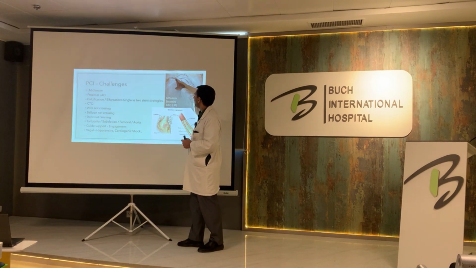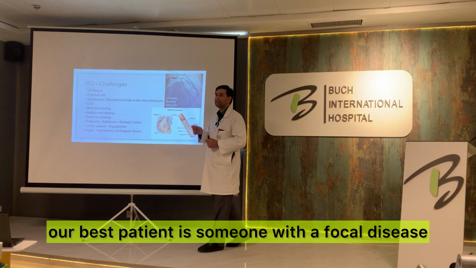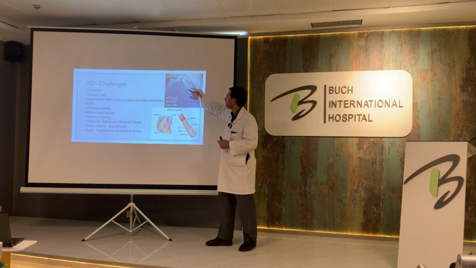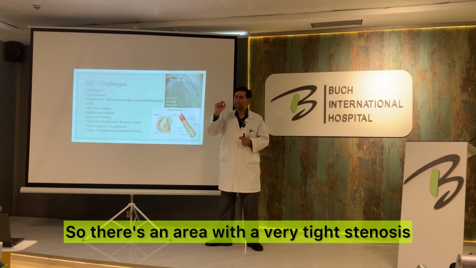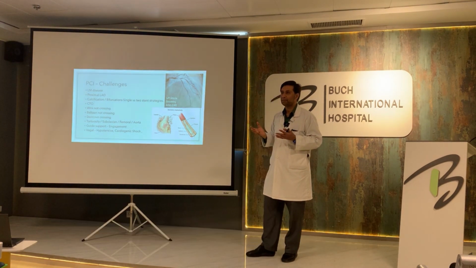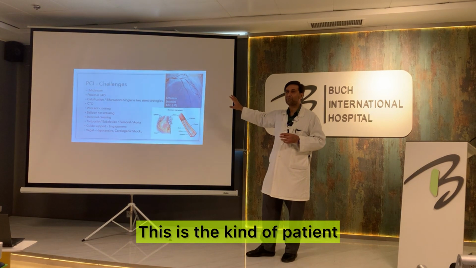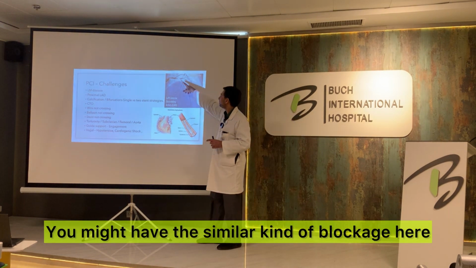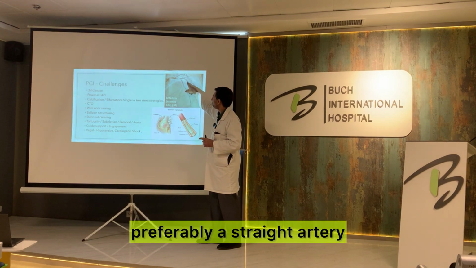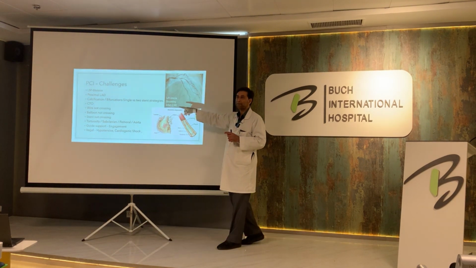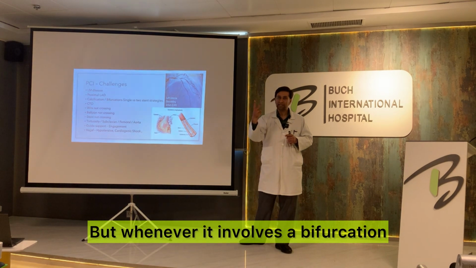So whenever Dr. Haroon and I are doing an intervention, our best patient is someone with a focal disease. All the vessels are otherwise fine. So there's an area with a very tight stenosis, a focal area of less than 15 or 20 millimeters. This is the kind of patient who is excellent for PCI or stent. You might have a similar kind of blockage here, preferably in a straight artery. It might be circumflex, it might be RCA.